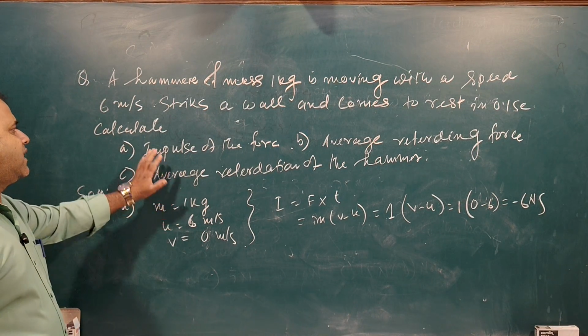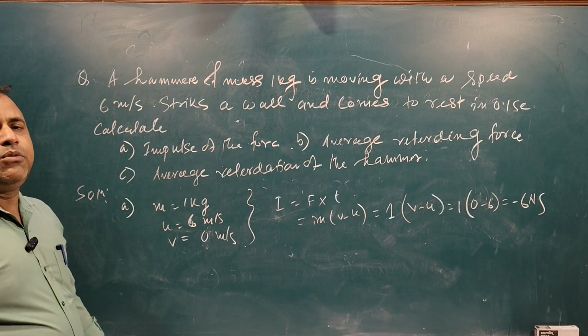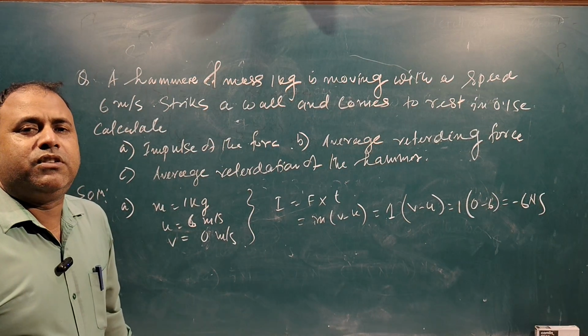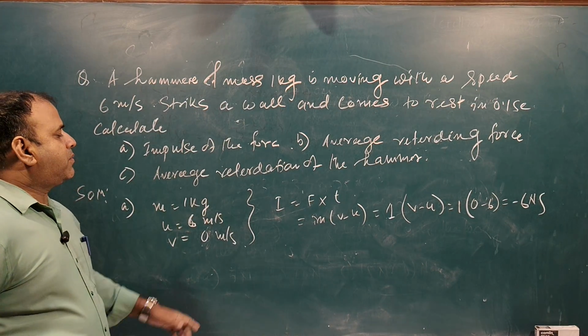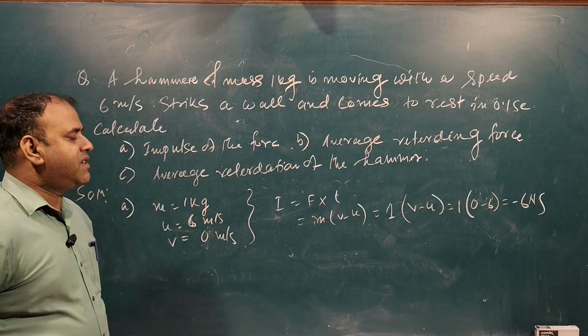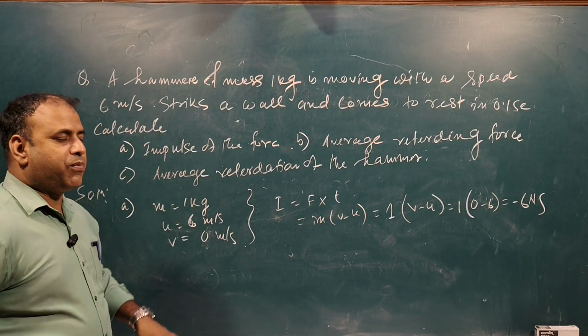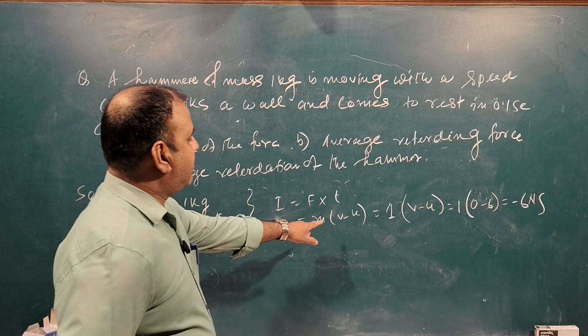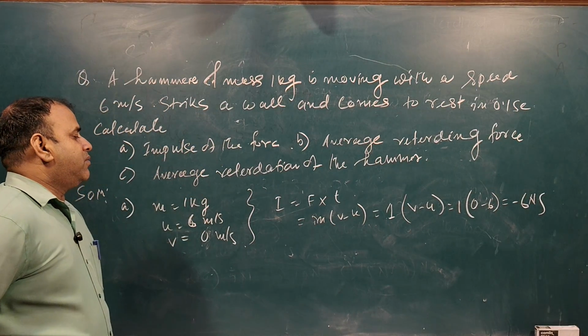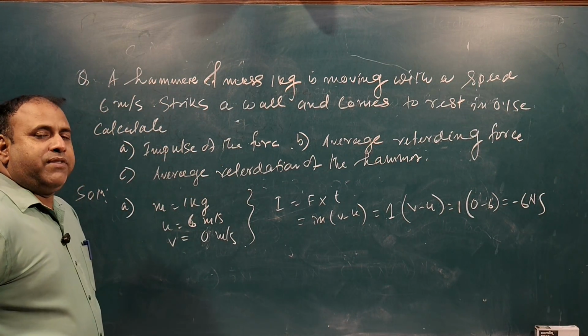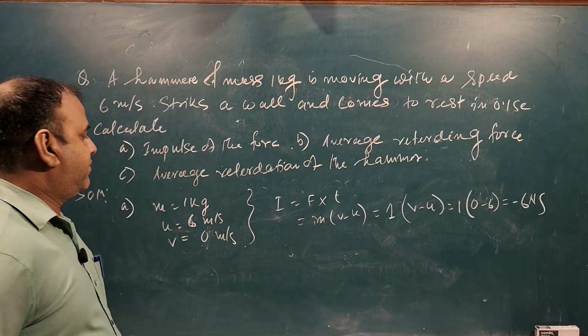Very simple questions are given here. Sometimes they are related to questions given in your entrance exam, like which of the following relations is correct for impulse? Different types of formula will be given: I is equal to m(v minus u), or maybe I is equal to mv minus m by v. So they can give it in different ways.